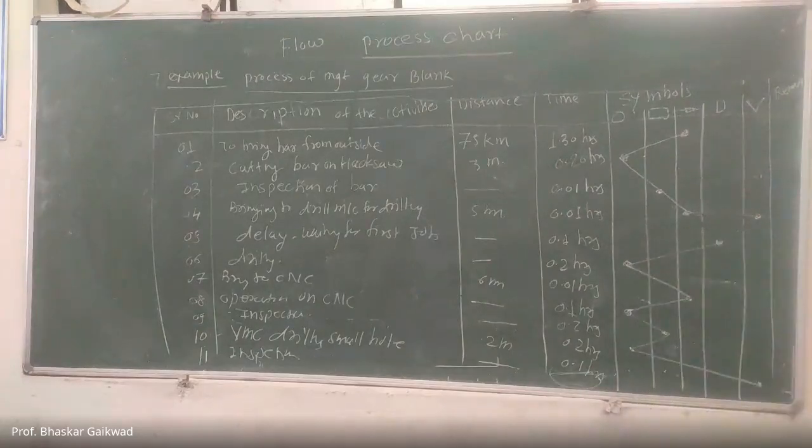So whatever the total times you will get, this is about the existing methods. Now what is our main motto? How we can reduce these total times? By reducing unnecessary movement, the unnecessary inspections, unnecessary transportations, the unnecessary delay. In this way we can reduce the time. This is the main motto of the flow process chart.